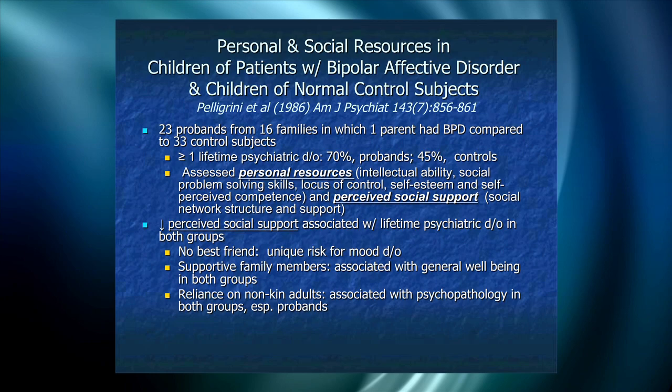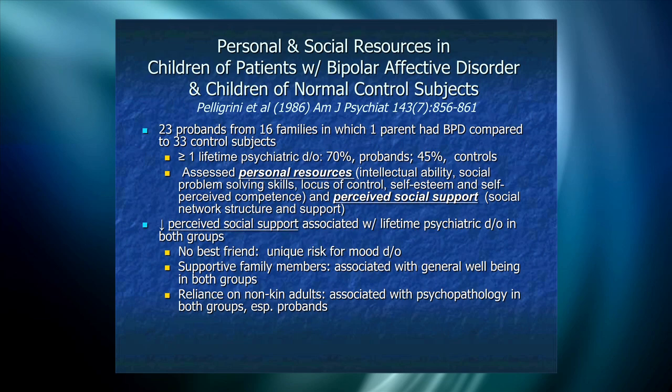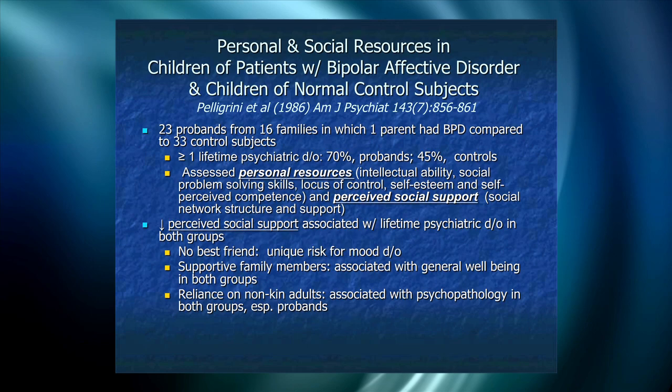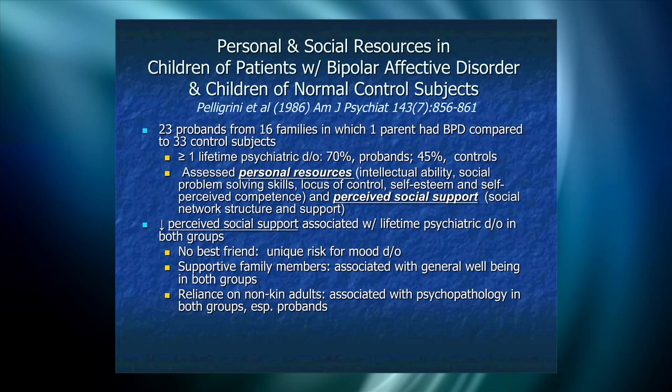If you didn't have a best friend, that was a unique risk factor for mood disorder. If you had supportive family members, you had better overall well-being in both of the groups. And if you were relying on non-kin adults, it was associated with psychopathology in both groups, particularly the probands. At first that might seem a little counterintuitive, but when do we rely on non-kin adults? It's when our kin adults in our world aren't quite doing the job.